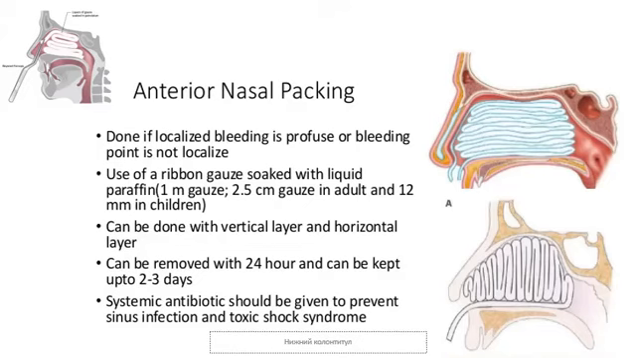How do we do anterior nasal packing? In that slide, you can see the anterior nasal packing. We should do this if bleeding is profuse or the bleeding point is not localized. We use ribbon gauze soaked with a liquid decongestant. It can be done with vertical and horizontal layers, removed after 24 hours, and kept up to 2-3 days. Systemic antibiotics should be given to prevent sinus infection and toxic shock syndrome.